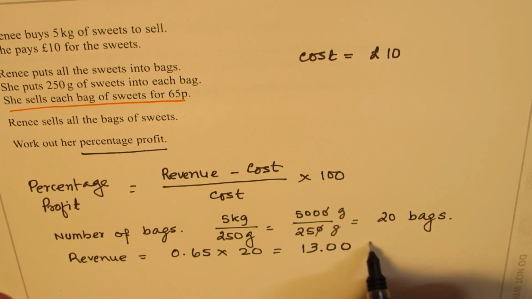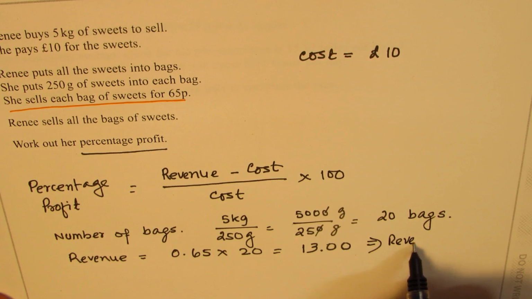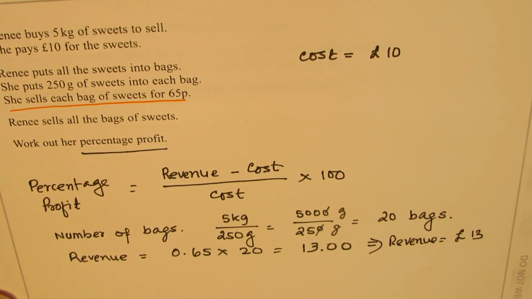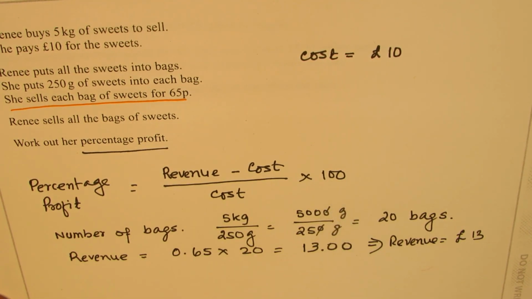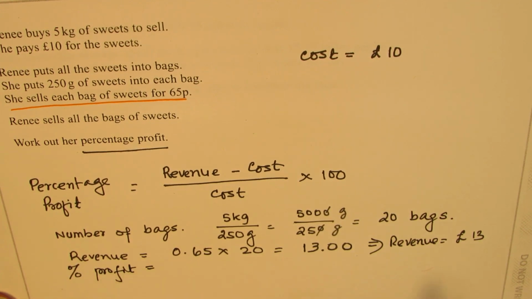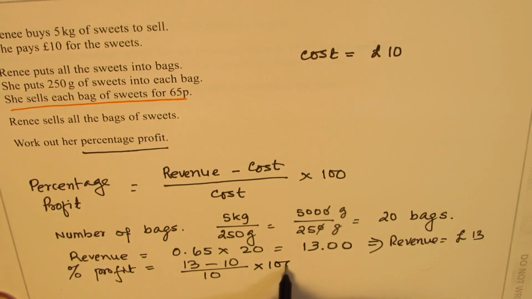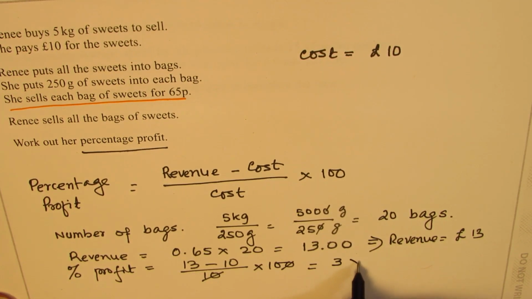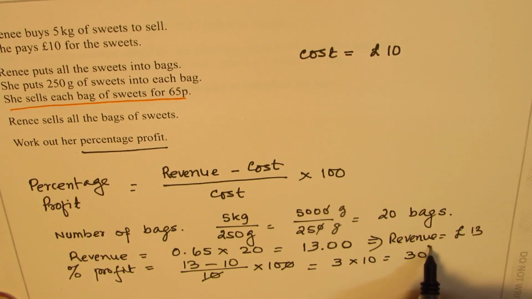Now we can find the percentage profit, right? So let's substitute these values back into our equation and calculate the answer. Okay. So we have percentage profit as equal to revenue of 13 minus cost of 10, divided by the cost of 10, times 100. Clear? So that 10 cancels and we have 3 times 10, which is 30%.